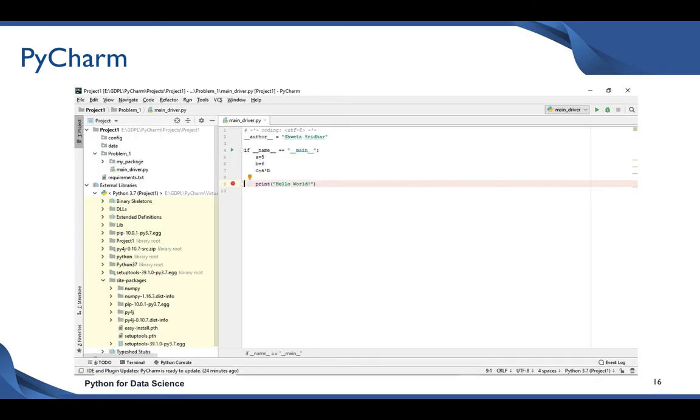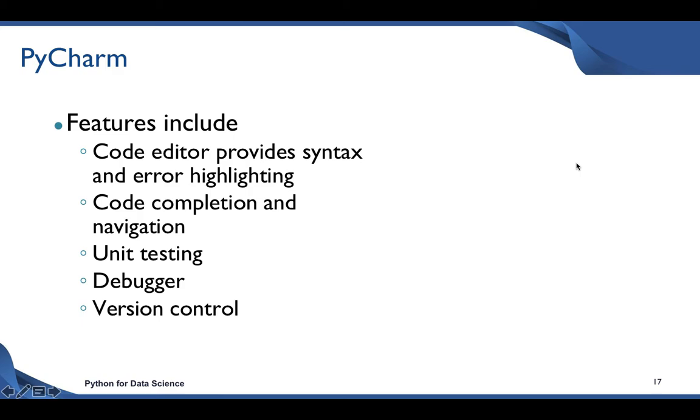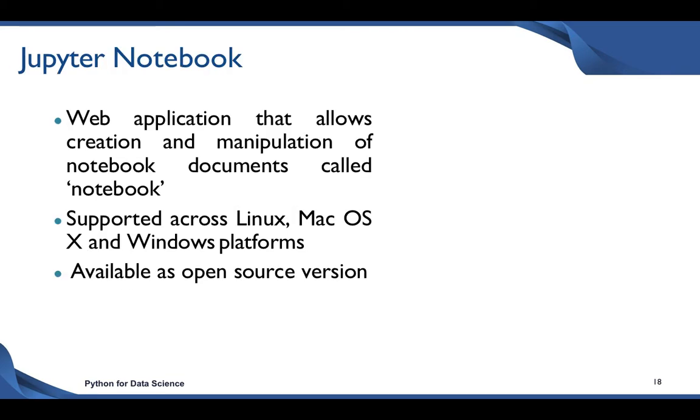So the interface looks something like this. Here we have the editor in which we can write our code, and at the bottom we have the Python console where we see the output, right? Here we have the directory structure. Then the features include code editor, syntax error highlighting, code completion, navigation, unit testing, debugger, version control. So all these features are available across all the IDEs, right?